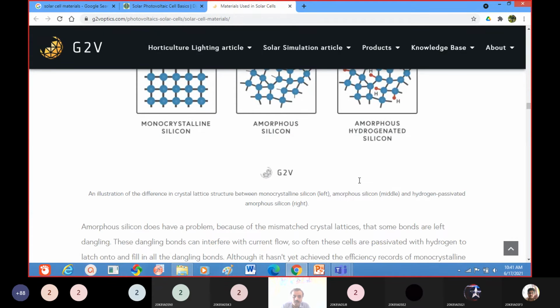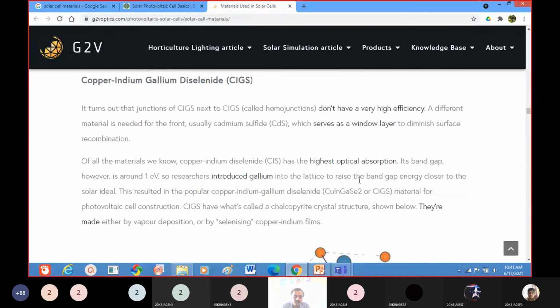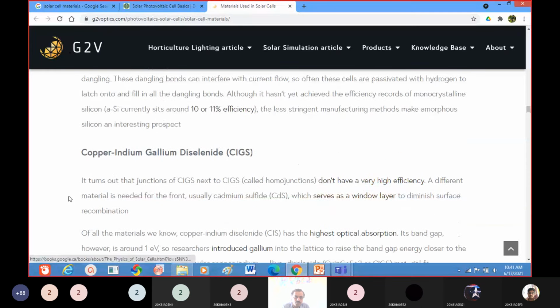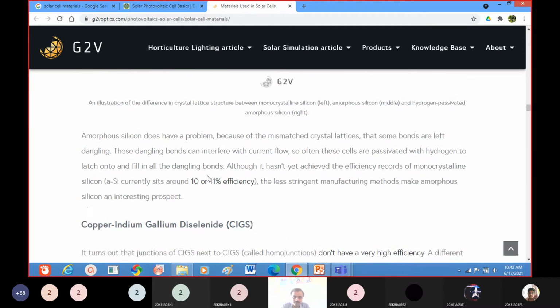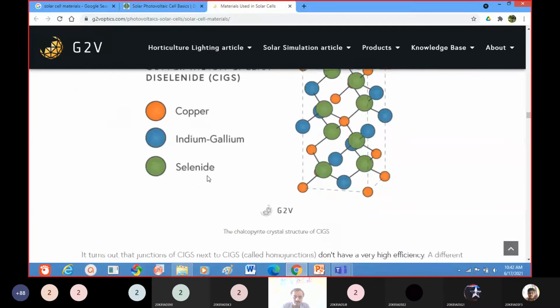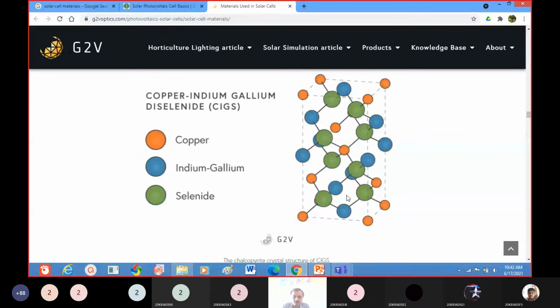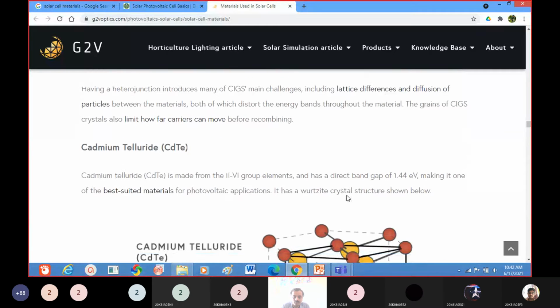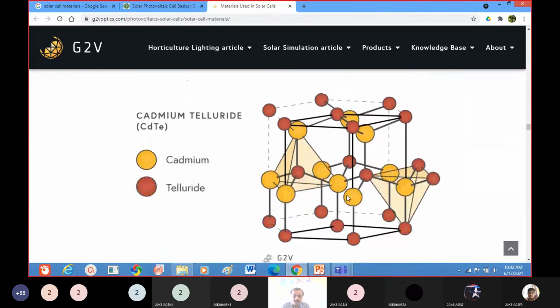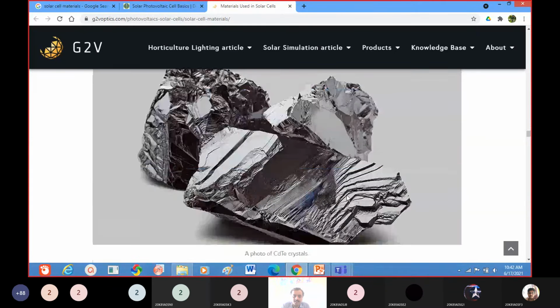And copper indium gallium. I said before, this is one example. What is that? A thin film semiconducting material. So here this will be copper indium gallium selenide. The structure will be like this. And cadmium telluride, its structure will be like this.